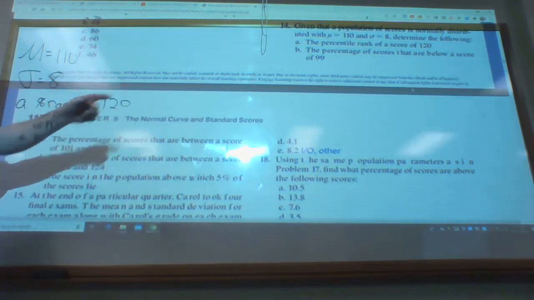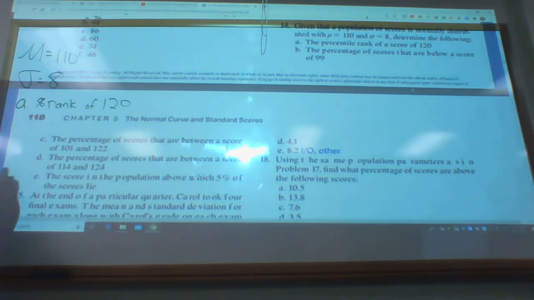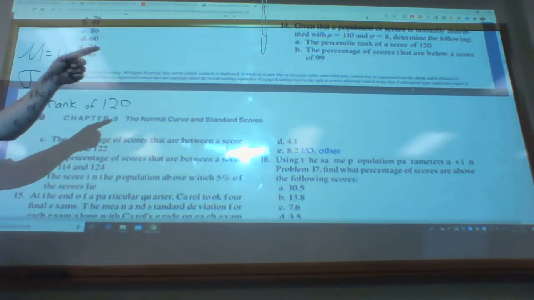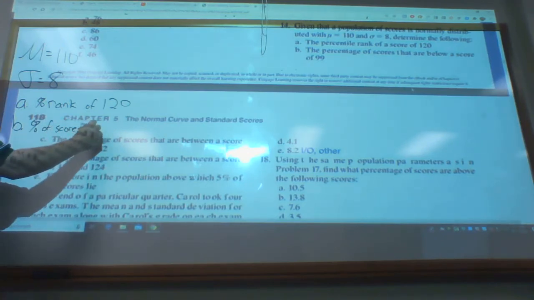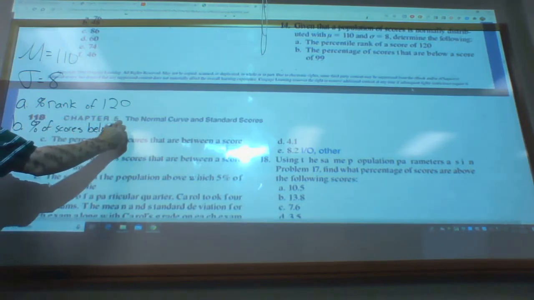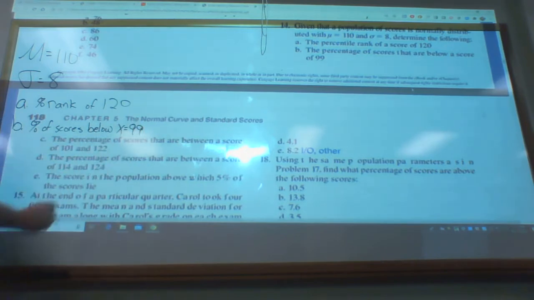Now the second question is exactly the same. It's just wording it slightly differently to get you used to different people wording things different ways. B: the percentage of scores that are below a score of 99. That's asking, you could just say, what's the percentile rank of a score of 99? Same thing. You'll do the exact same process.